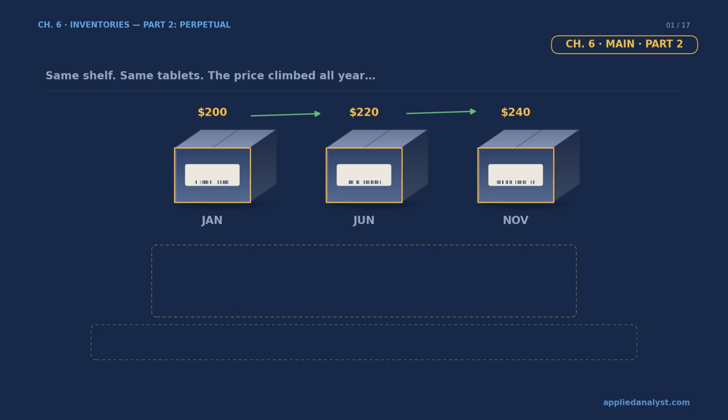Same shelf, same tablets, same rising prices from Part 1. $200 in January, $220 in June, $240 in November. But tonight, one thing changes, and it runs the whole video.